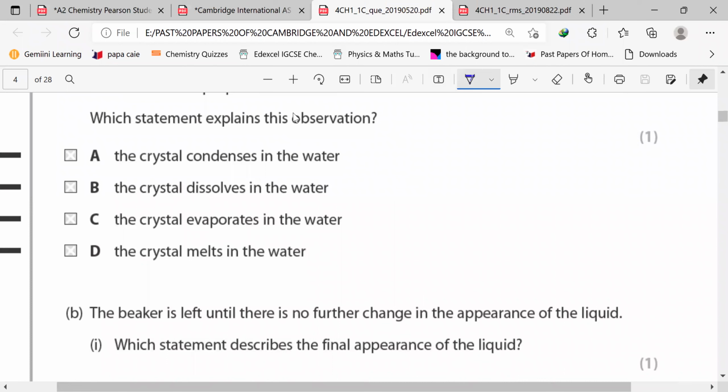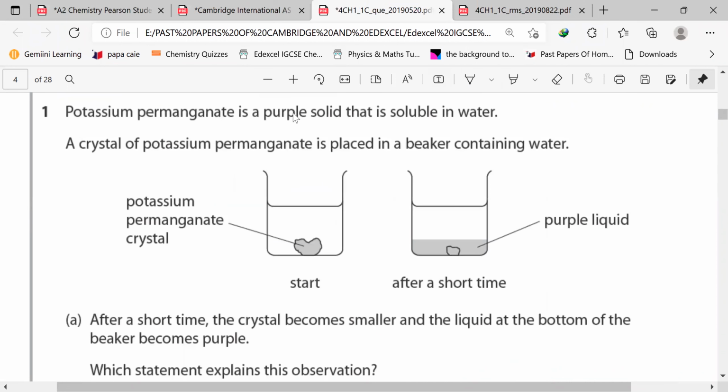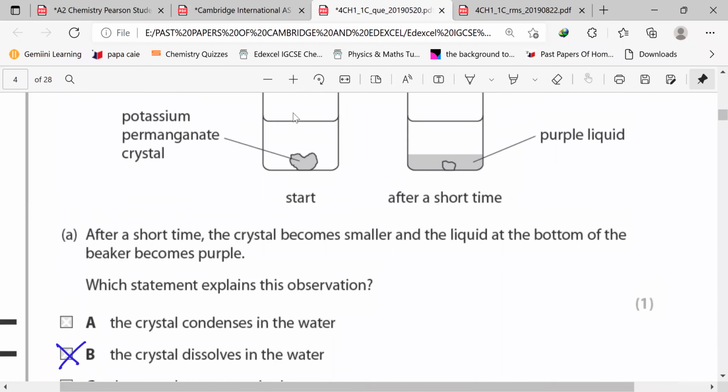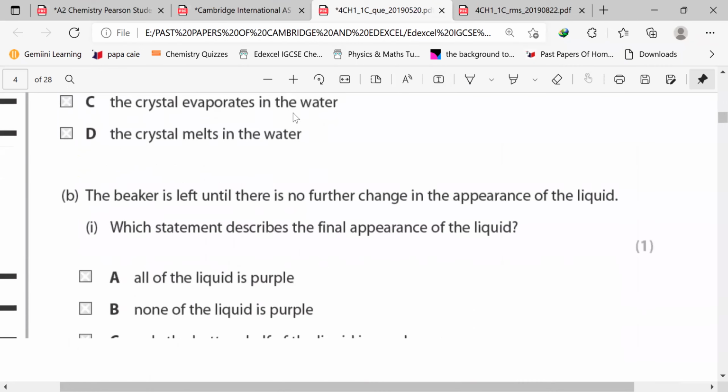Wait, then shouldn't the color in the beaker be spread out? It's spreading out, yes, after a short time. After a long time it would spread out. To diffuse, to get a homogeneous mixture, you need much time, right? Next point.